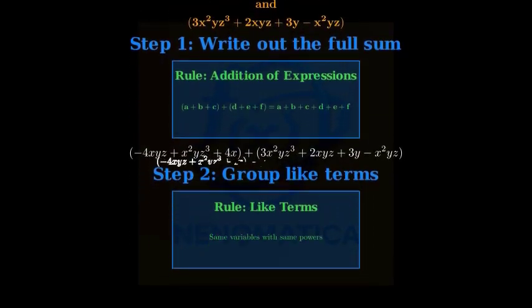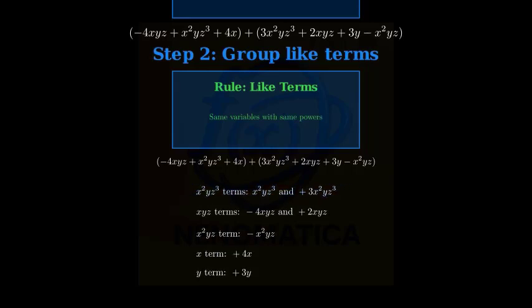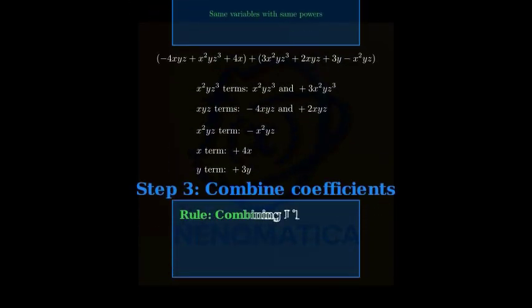Like terms have the same variables with the same powers. We have x squared yz cubed terms: x squared yz cubed from the first expression and 3x squared yz cubed from the second expression. Next, we have xyz terms, negative 4xyz from the first expression and 2xyz from the second expression. We also have an x squared yz term, minus x squared yz from the second expression. There's an x term, plus 4x from the first expression. And finally, a y term, plus 3y from the second expression. Step 3. Now we can combine the coefficients of like terms.